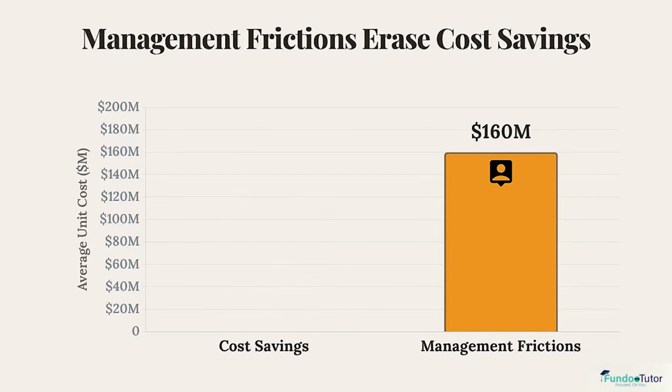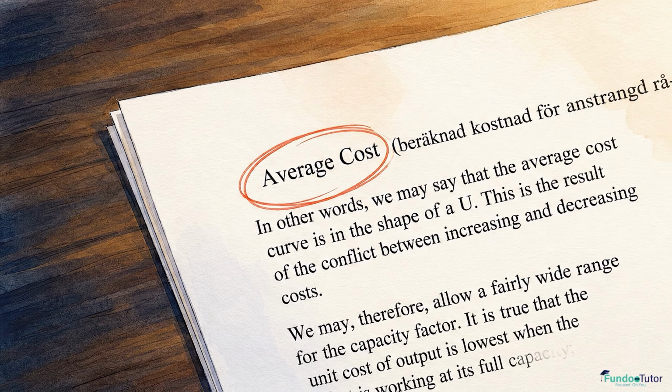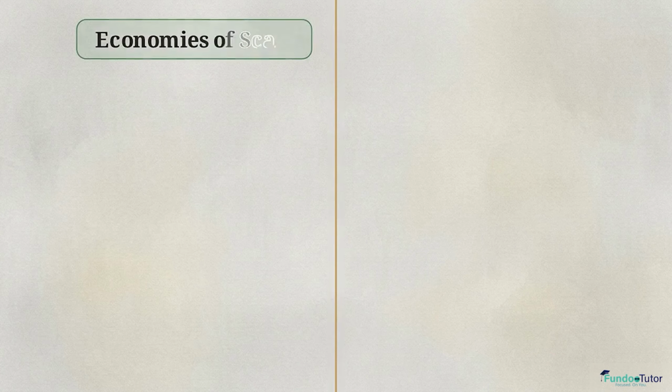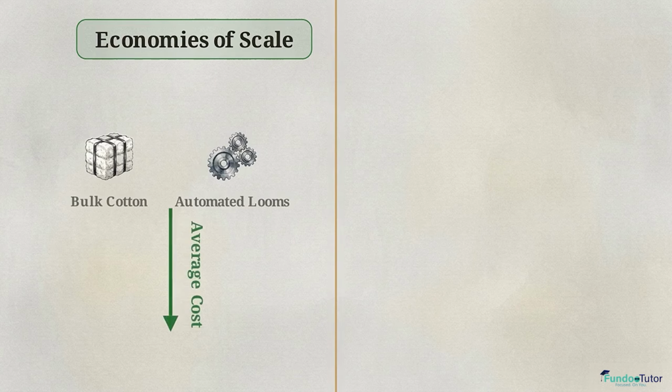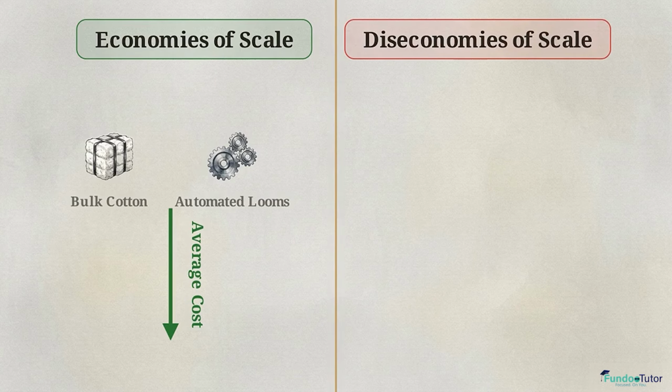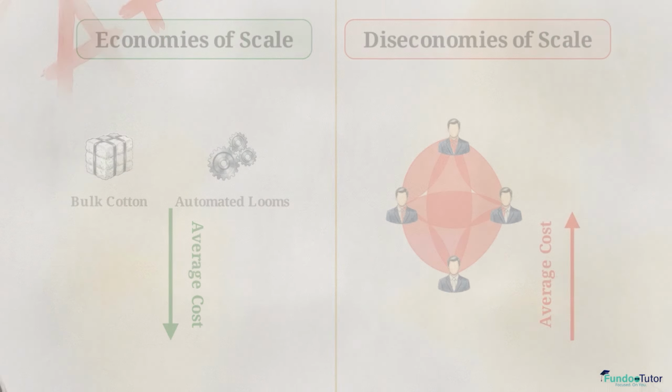advanced machinery. We can test this tension using a high-tier Cambridge essay question, discussing whether the growth of textile firms in Gabon will definitely reduce their average costs. Your evaluation first argues for economies of scale. Purchasing bulk cotton and automated looms successfully drives down the unit cost. But the counter-argument focuses on diseconomies of scale. Sluggish decision-making from poor management will rapidly consume those savings.